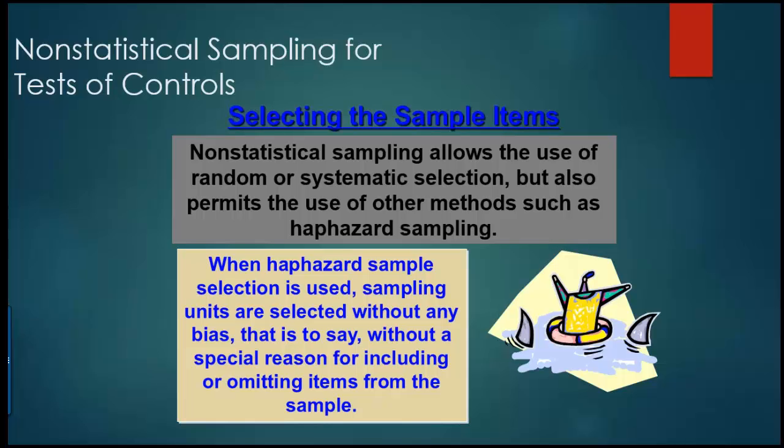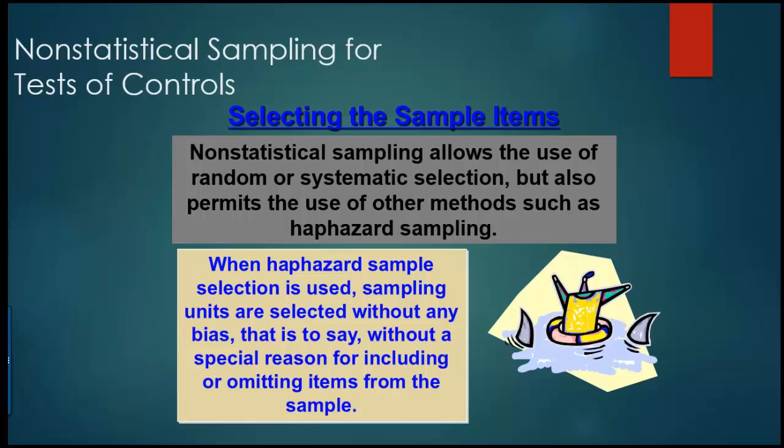Non-statistical sampling allows the user the use of random or systematic selection, but also permits the use of other methods such as haphazard sampling. When haphazard sampling is selected, sampling units are selected without any bias, that is to say, without any special reason for including or omitting an item from the sample.